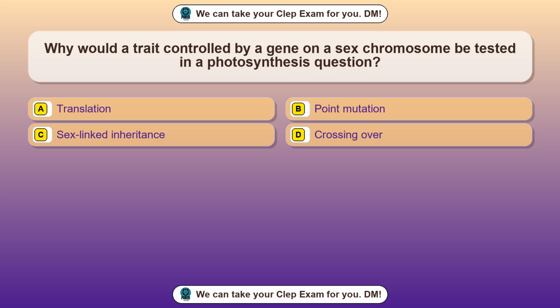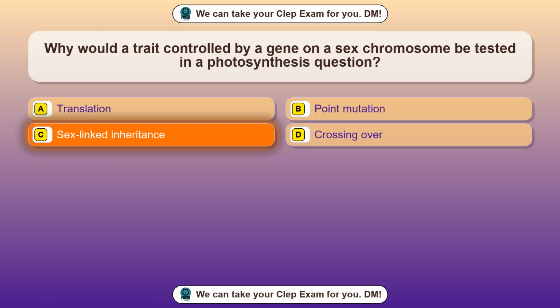Question 44. Why would a trait controlled by a gene on a sex chromosome be tested in a photosynthesis question? Option A, translation. Option B, point mutation. Option C, sex-linked inheritance. Option D, crossing over. The correct answer is option C, sex-linked inheritance.